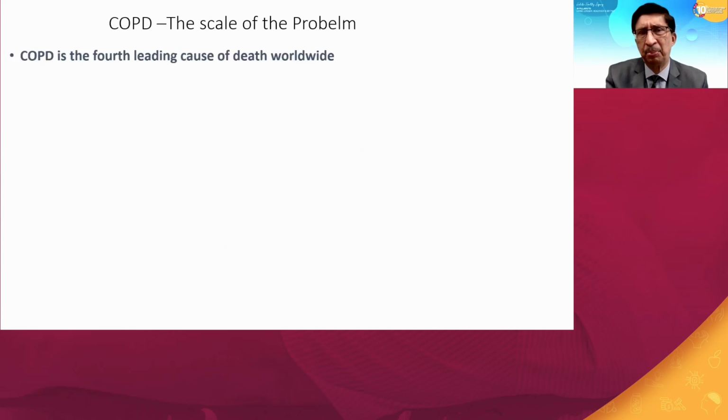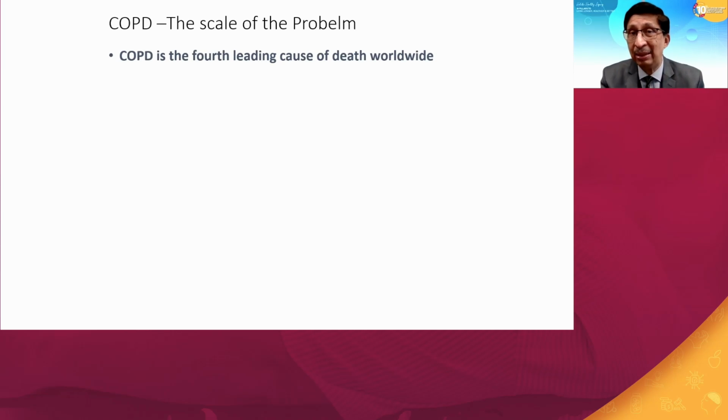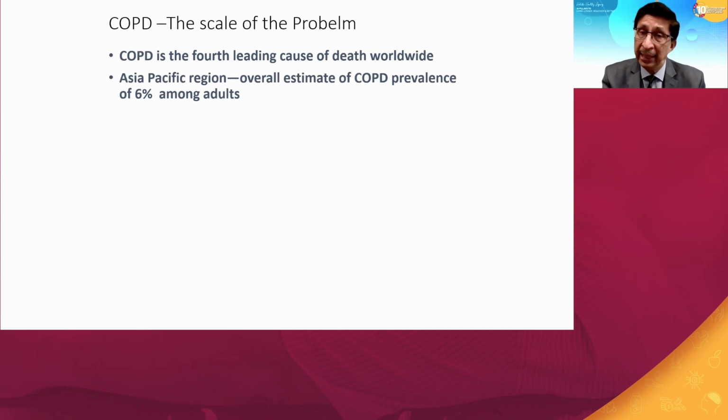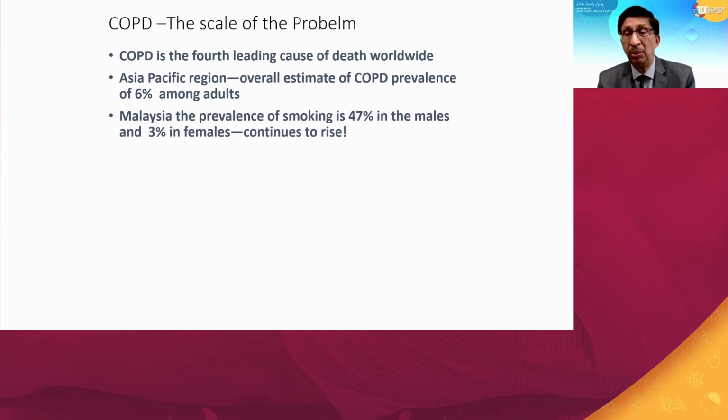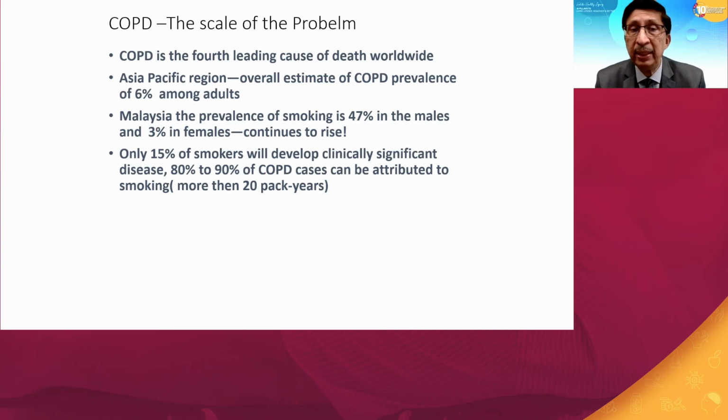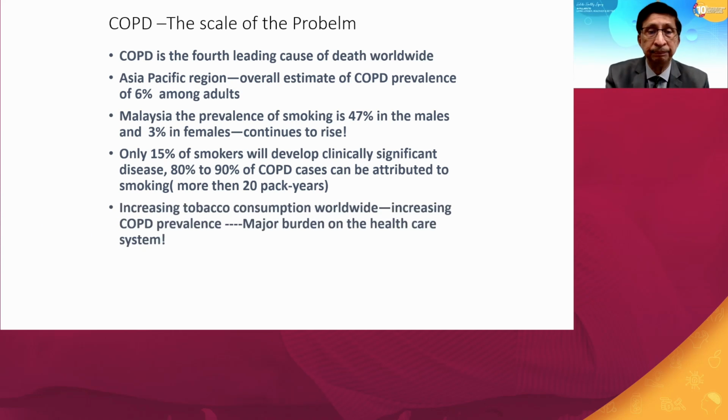What is the scale of the problem worldwide? It's the fourth leading cause of death worldwide. In the Asia Pacific region, the prevalence is about 6%. And in Malaysia, if you look at the smoking prevalence, 47% in males, that's pretty high. And about 3% in females, and this continues to rise year by year. Only 15% of smokers will develop clinically significant disease. 80 to 90% of COPD cases can be attributed to smoking more than 20-pack years.